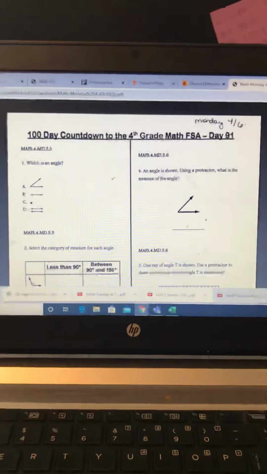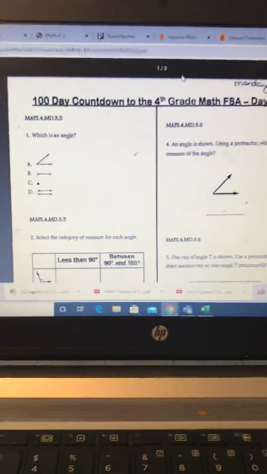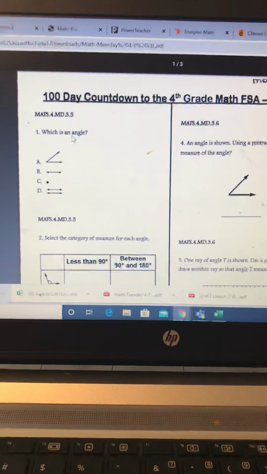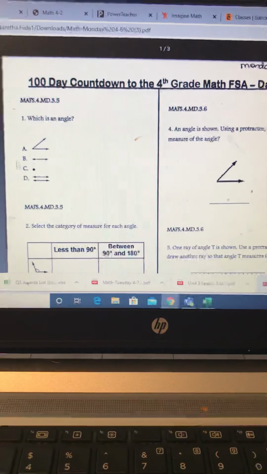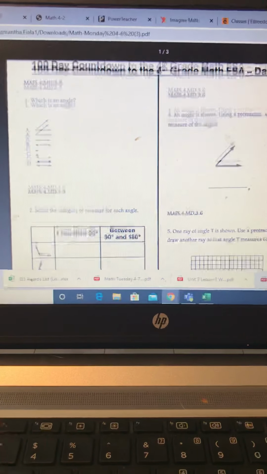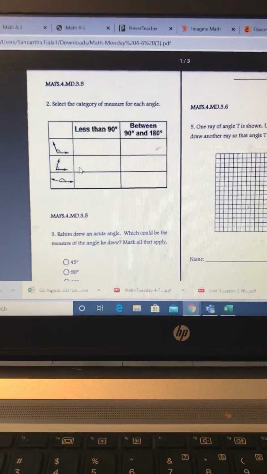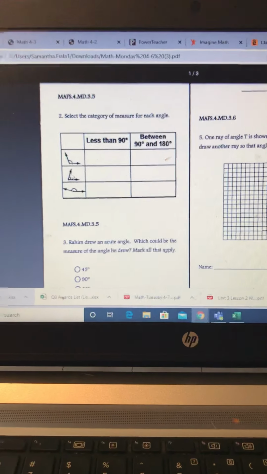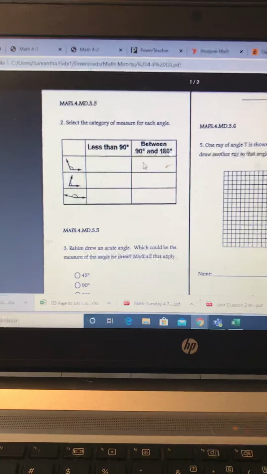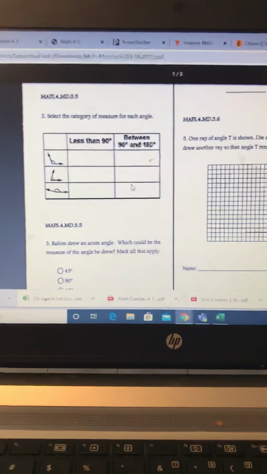I want to go over really quickly the FSA countdown page, how you're going to solve these problems, and I'll post a separate video with the answers as well. Which one is an angle? In the lesson, I'm going to talk to you about what an angle is, so you'll be able to answer that question. Number 2 is going to be on those angles again, so you have to tell which one of these are less than 90 degrees or between 90 and 180 degrees. And you actually don't need a protractor to solve this question.